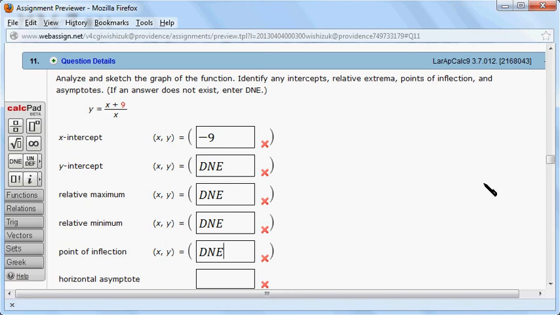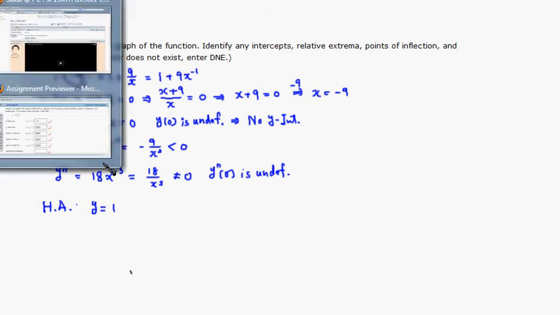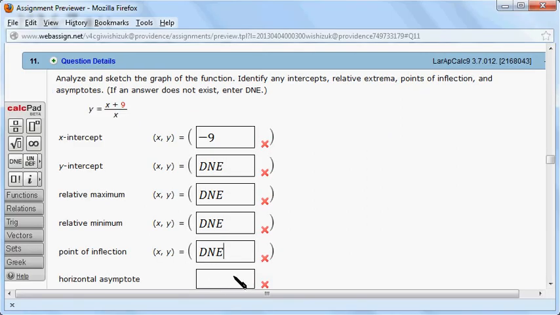So another does not exist. Now the horizontal asymptote and the vertical asymptote, we can find that. If you want the horizontal asymptote, we can use the trick. On top you have degree 1. On the bottom, degree is 1. So when you have a tie, it's leading coefficient over leading coefficient. So you can see that y equals 1 is the horizontal asymptote.